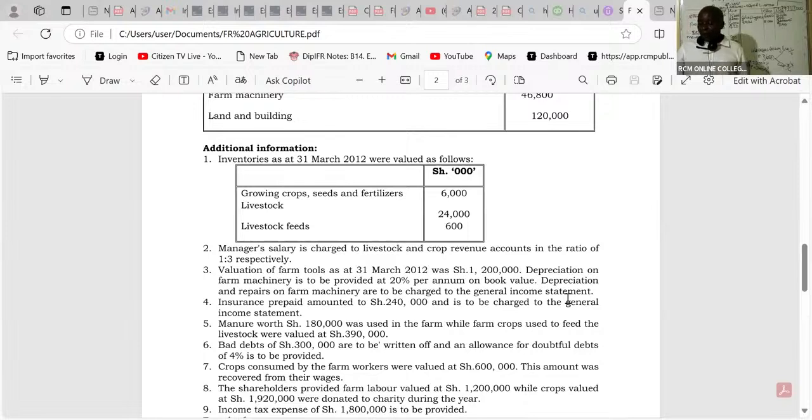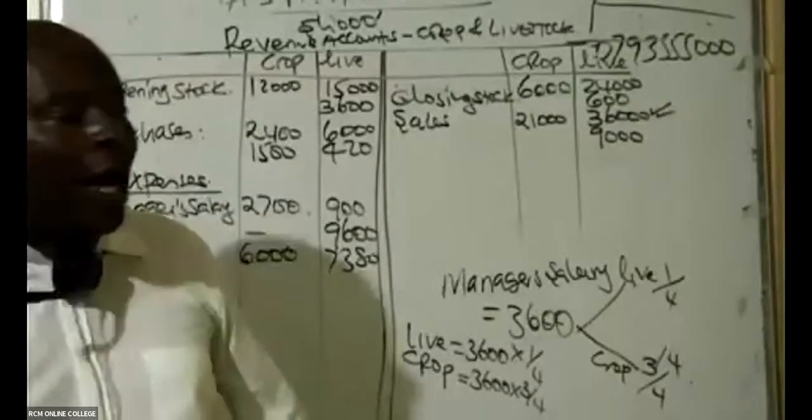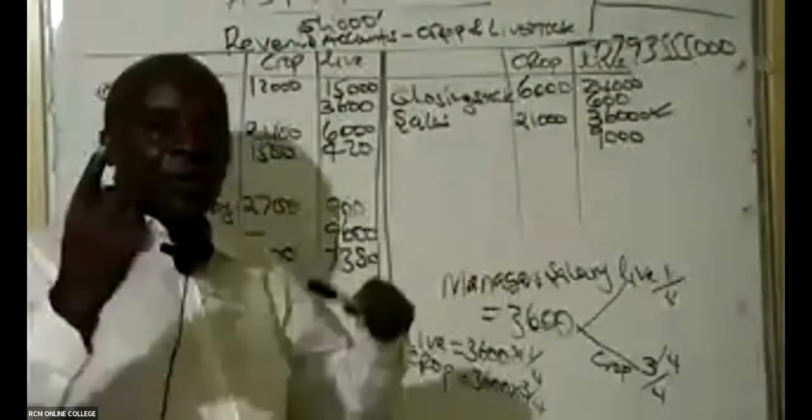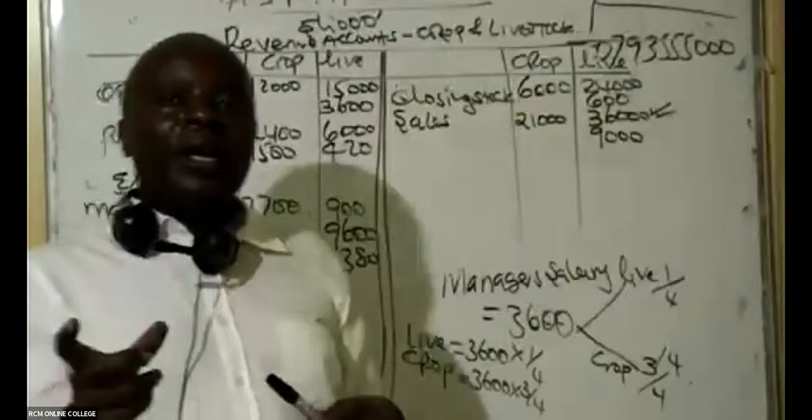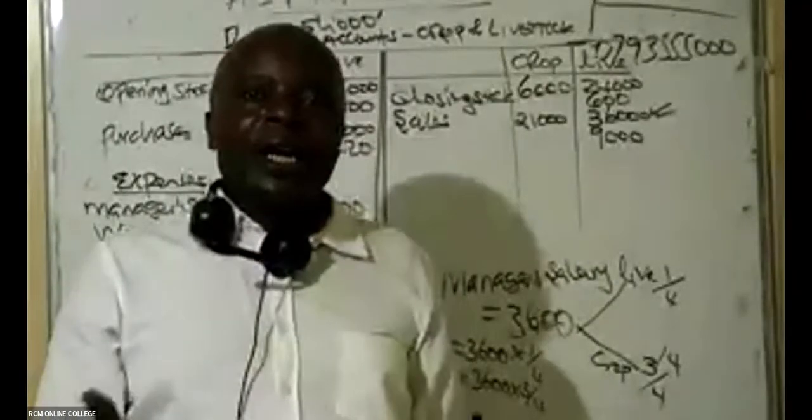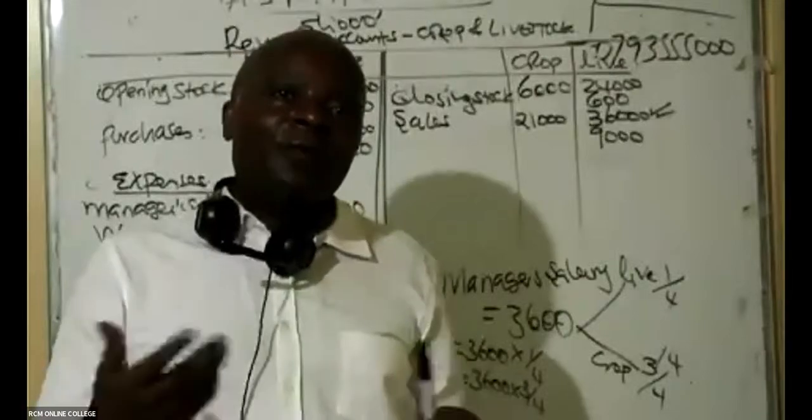Look at note number 5. Manure worth 180 was used in the farm, while farm crops used to feed the livestock were valued at 390. Let's reason out first the manure statement: we have manure of 180, and it was used in the farm. Who produces this manure out of our biological assets? We know that livestock is the one that produces manure, which was used by our crops. We use this manure as fertilizer.